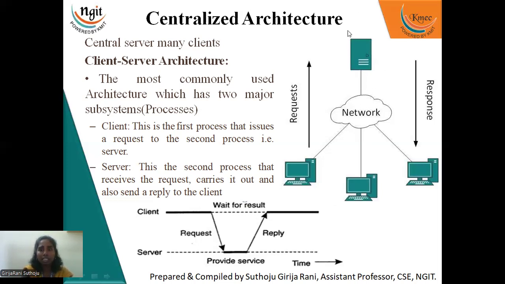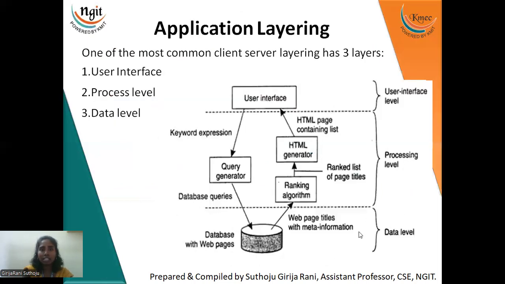See here, this is a server and all these systems are the clients. So you can see in the diagram, request and response, where we are connecting with a network, and there is a super system that is a server, and there are slave systems, those are called clients, right?